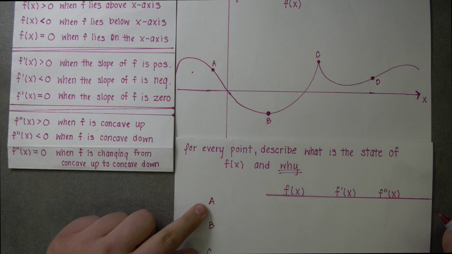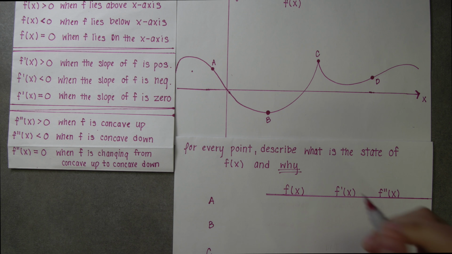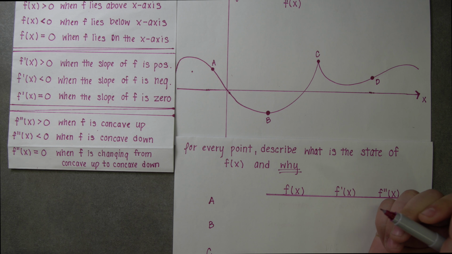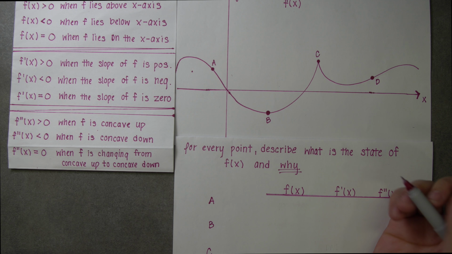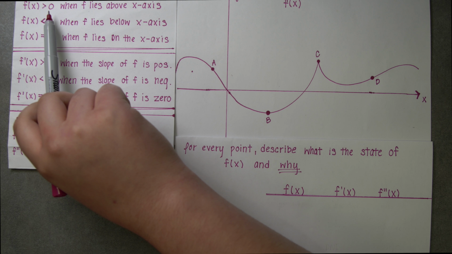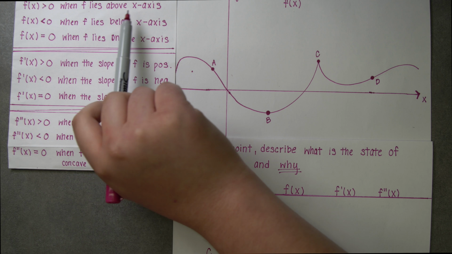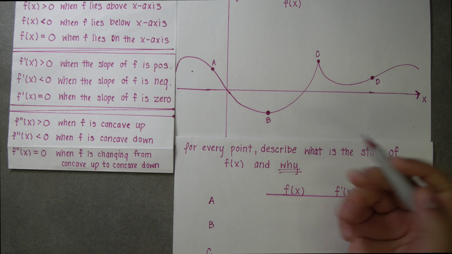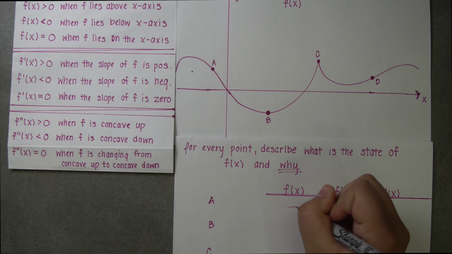So at A, what is the value of f of x? Is it positive, negative, or 0? Here we know, based on our definition, that it's positive. When f lies above the axis, it's positive. So, yep, it's positive.